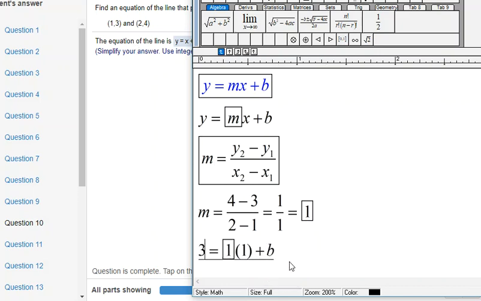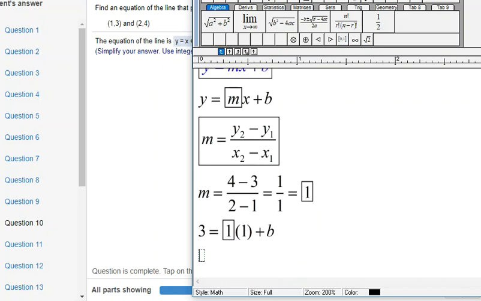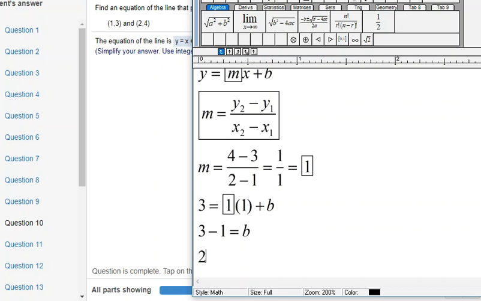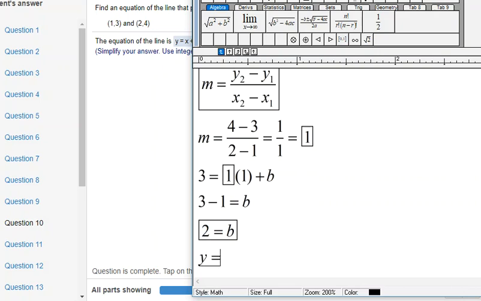Now we're going to solve for b. Okay, so 3 equals 1 times 1 is 1 plus b, and then we need to subtract that 1 from both sides to get b by itself. So if I subtract 1 from both sides, 1 minus 1 is 0, so I have just b, and 3 minus 1 is 2, so 2 equals b. So we now know the m value and the b value. Putting those together, remember our equation is y equals mx plus b.